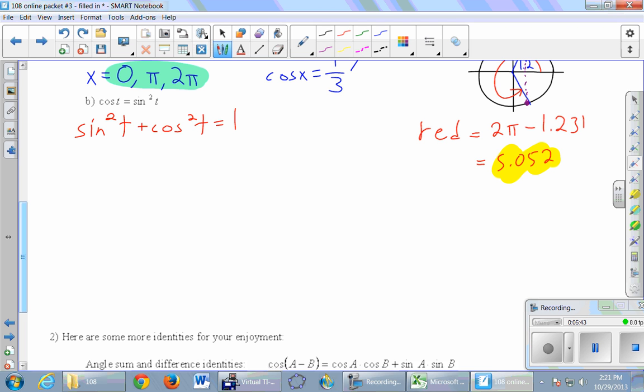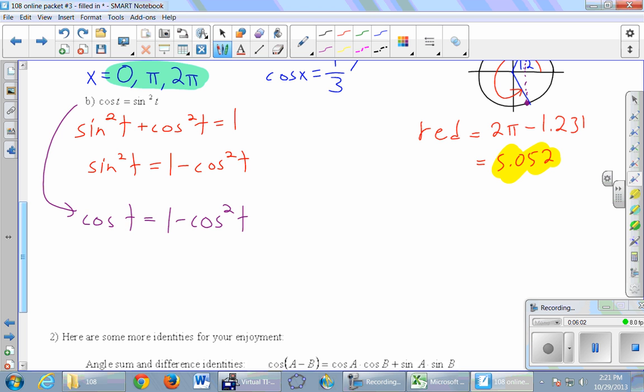So solve that for sine squared, and we get 1 minus cosine squared. Then we can take our original equation and replace the sine squared with 1 minus cosine squared. So this becomes cosine of t equals, instead of sine squared, 1 minus cosine squared. This is better because now this trig equation has only cosines in it, not sine and cosine.